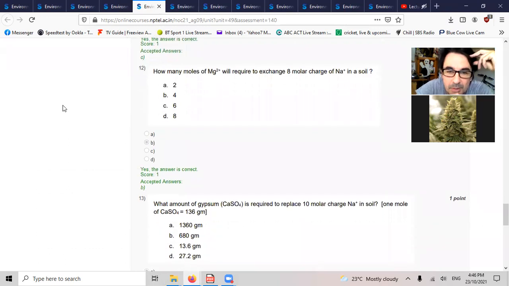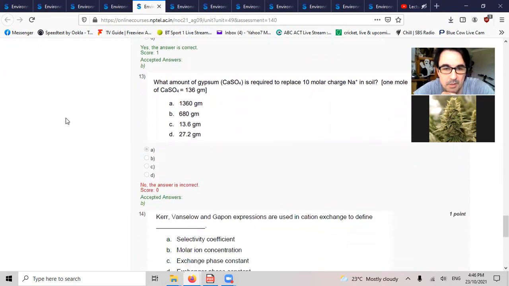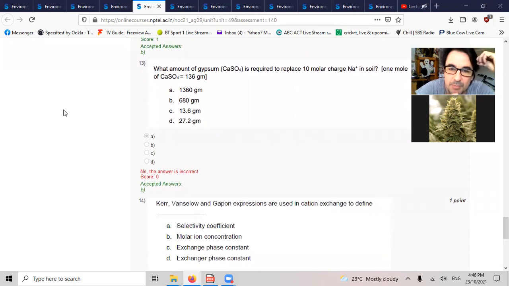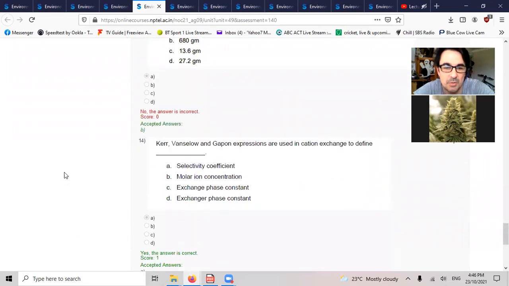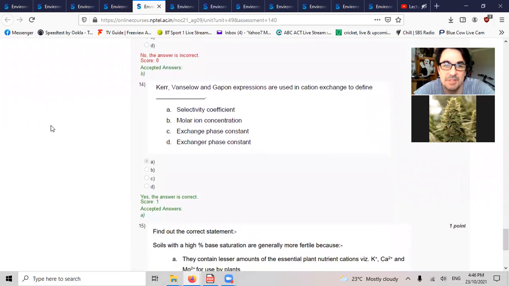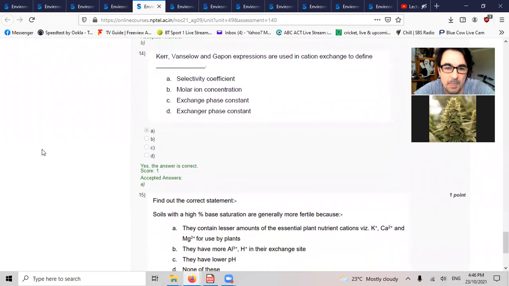What's the amount of gypsum, calcium sulfate, required to replace 10 molar of sodium in the soil? 1 mole of calcium sulfate is 136. It's B. Vanselow, Gapon expressions are used in cation exchange to define the exchange phase. C, coexistent. It's A. Selectivity coefficient. Another one wrong.